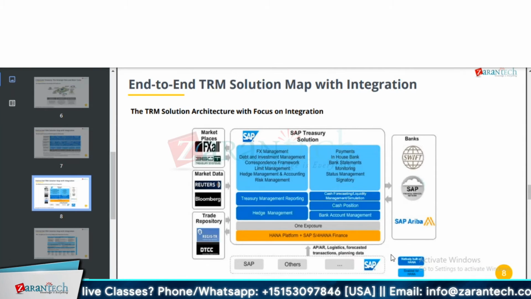Now, this is the diagram which very briefly describes the entire TRM architecture with proper integration with different types of third parties. So when we say different types of third parties, like we say, when we are running a treasury business or implementing treasury in SAP, it's not just SAP that functions. We have multiple third parties involved.